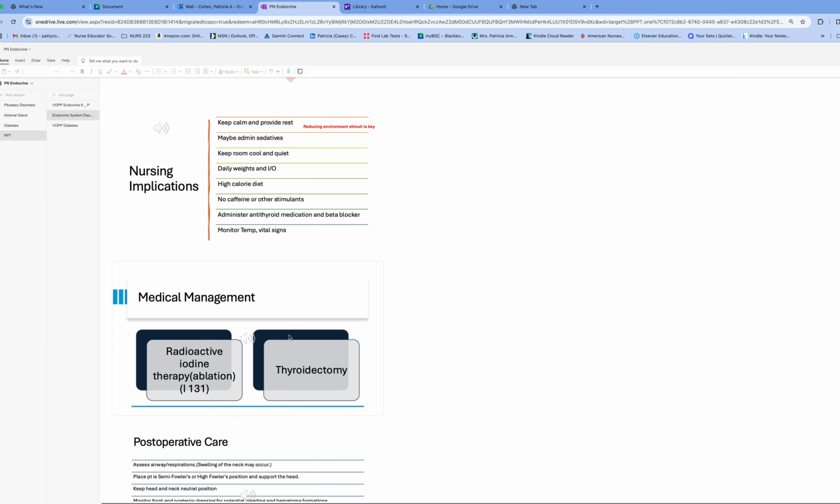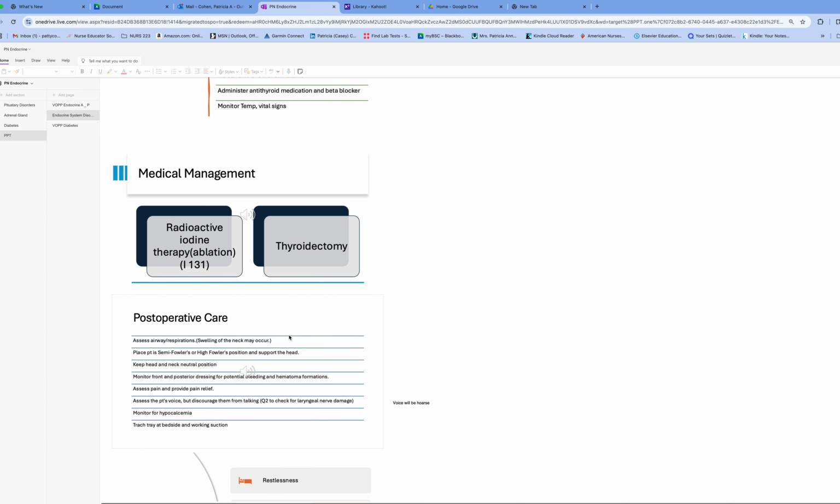Now, in terms of medical management, they could have radioactive iodine therapy. Now, this is a form of brachytherapy, so follow all the interventions you learned in Med-Surg 1 about brachytherapy. ATI has recently added some more interventions about brachytherapy for thyroid. Now, they could also have a thyroidectomy. They could have some ablation earlier, because the thyroid gland is very vascular. So before surgery, sometimes they give them iodine preps to decrease or shrink the thyroid before having surgery.